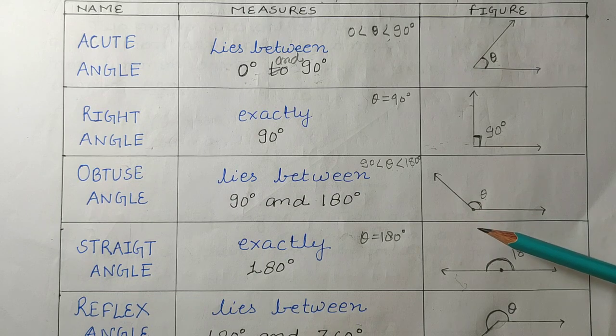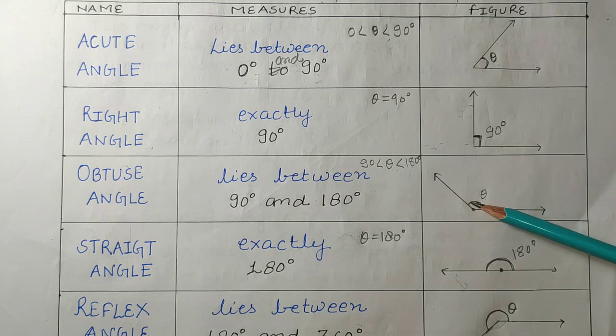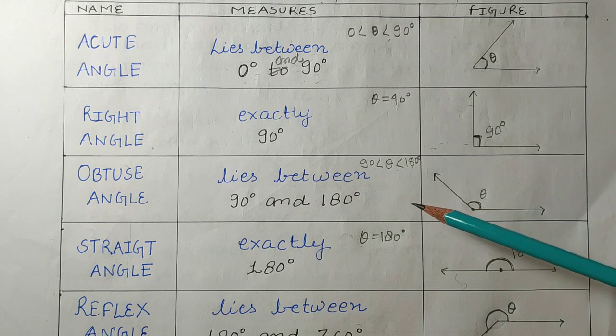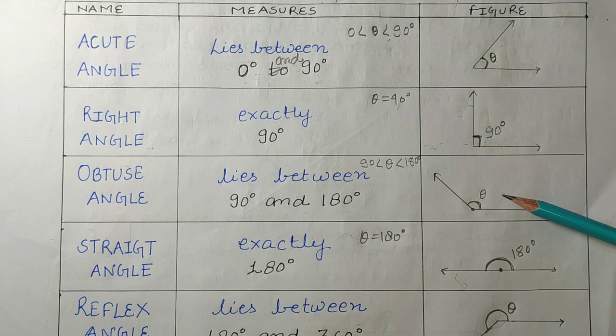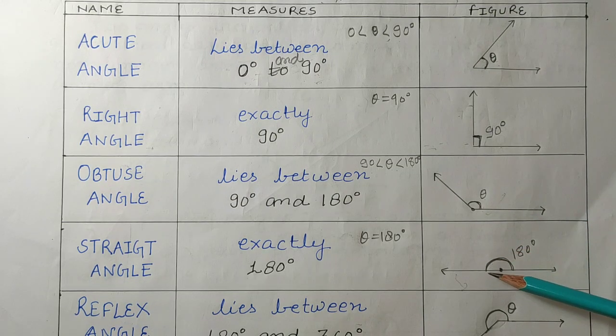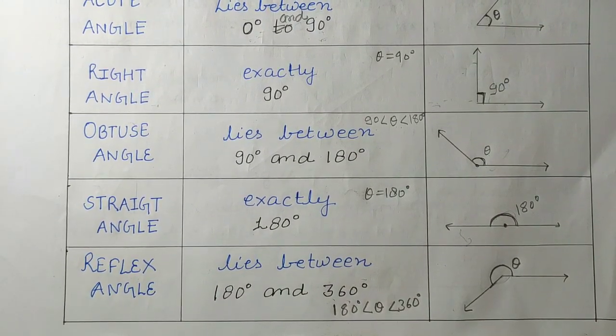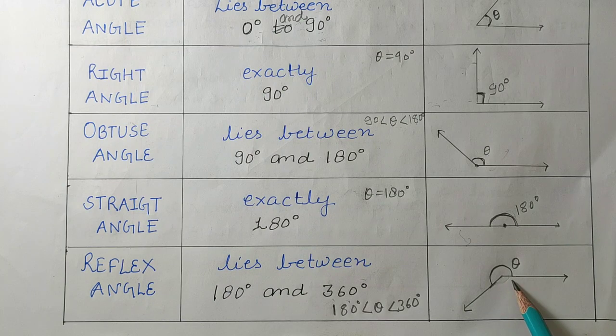Obtuse angle: I have told you that the angles whose measure is between 90 degree and 180 degree are known as obtuse angles, and the figure is like this. Straight angle: its angle is 180 degree. And reflex angle: if the angle theta lies between 180 degree and 360 degree, then this type of angle is known as a reflex angle.